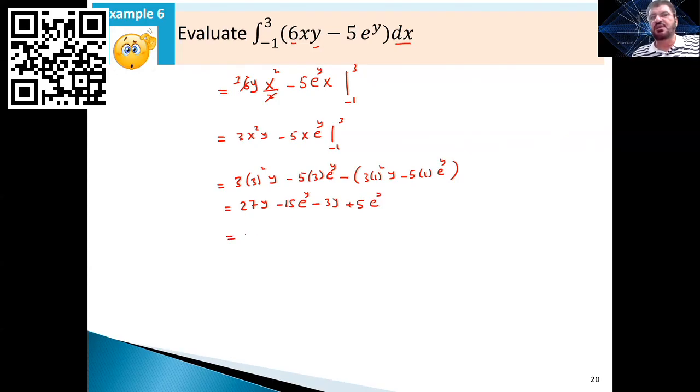27 minus 3 is going to be 24y, minus 15 plus 5 is minus 10 e to the y. This is the final answer.